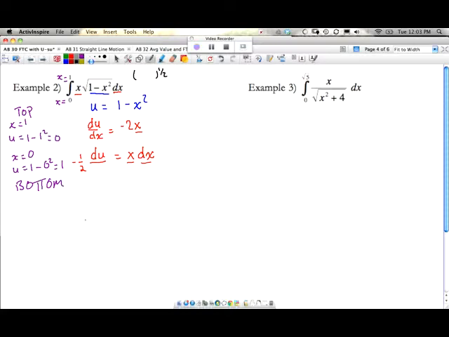So that means that my new integral is going to be from 1 to 0, and I need a negative 1/2 in here. I need a negative 1/2 and a du.